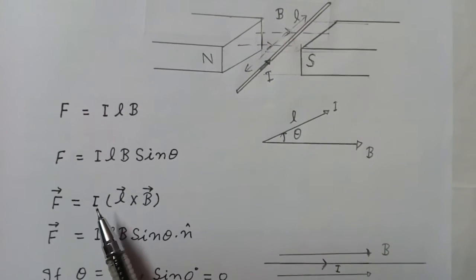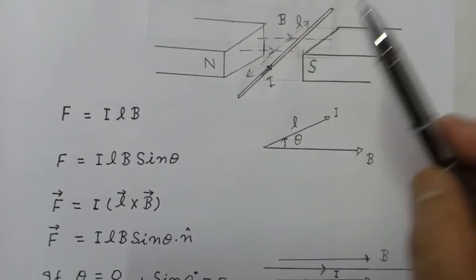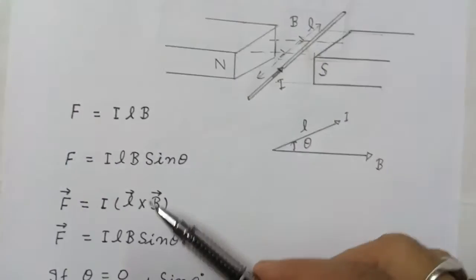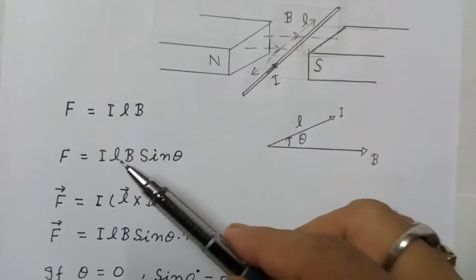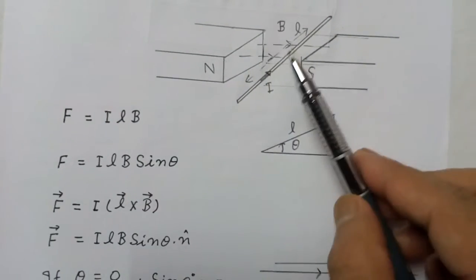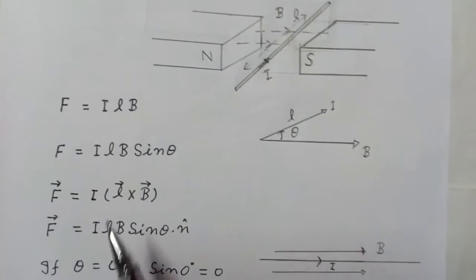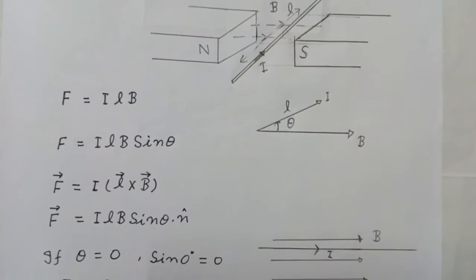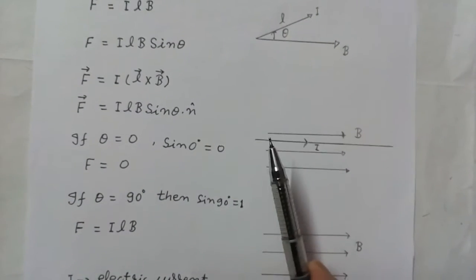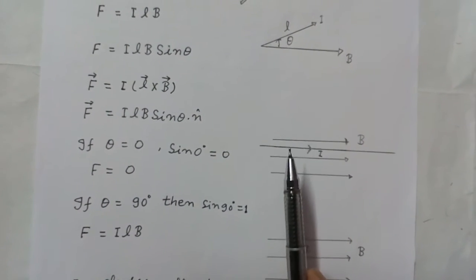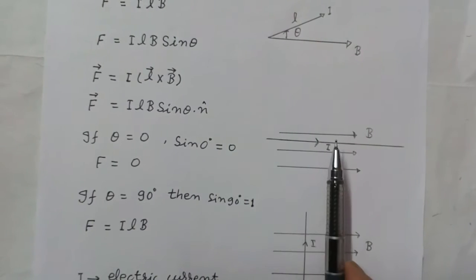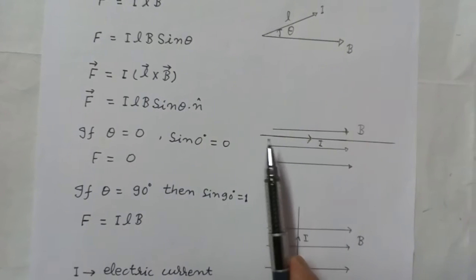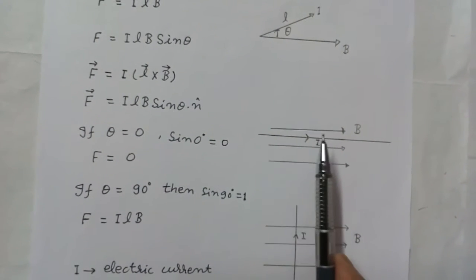I is current which is scalar, so length of the wire is vector. I into L will also be vector and B is magnetic field which is vector. For this we may write F is equal to ILB sin theta into n cap. Now if theta is equal to 0 degree, means current carrying wire is kept parallel to magnetic field, then as sin 0 is equal to 0, so force on this wire is 0.